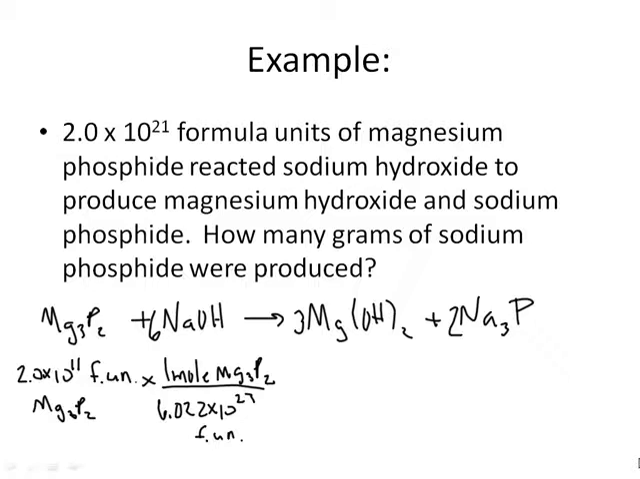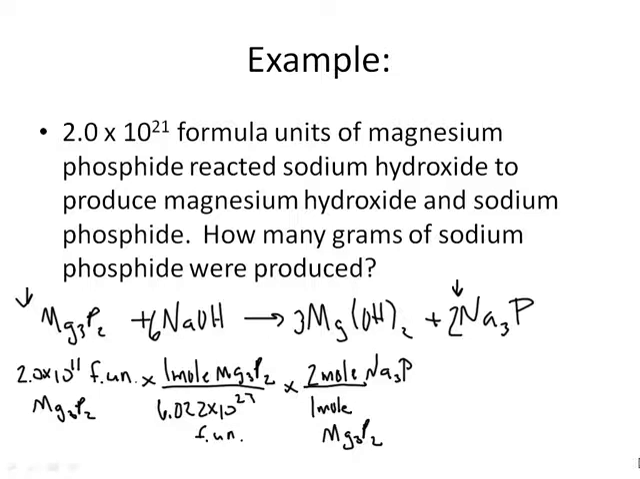I'm in magnesium phosphide, but the question asked me for sodium phosphide. So I need to go to my balanced chemical reaction and see that my coefficient for magnesium phosphide was 1, and my coefficient for sodium phosphide was 2. So 1 mole of Mg3P2 is to 2 moles Na3P.